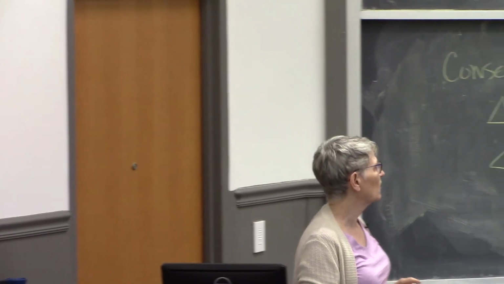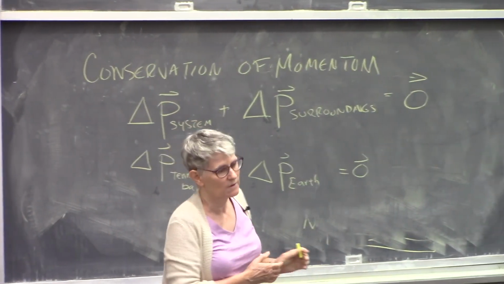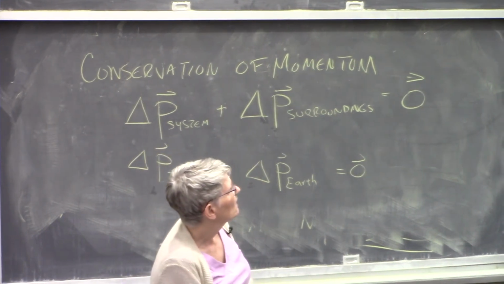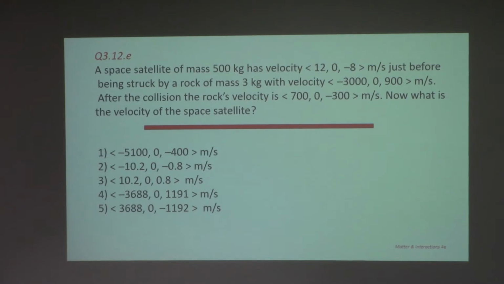So let's actually try a problem and see if we can solve it just using conservation of momentum here. So we have a space satellite that has a mass of 500 kilograms, it's got a velocity of 12.0 meters per second, and it gets hit by a rock whose mass is only 3 kilograms, which is moving really fast though. And after the collision, we know the rock's velocity, so what's the velocity of the satellite?